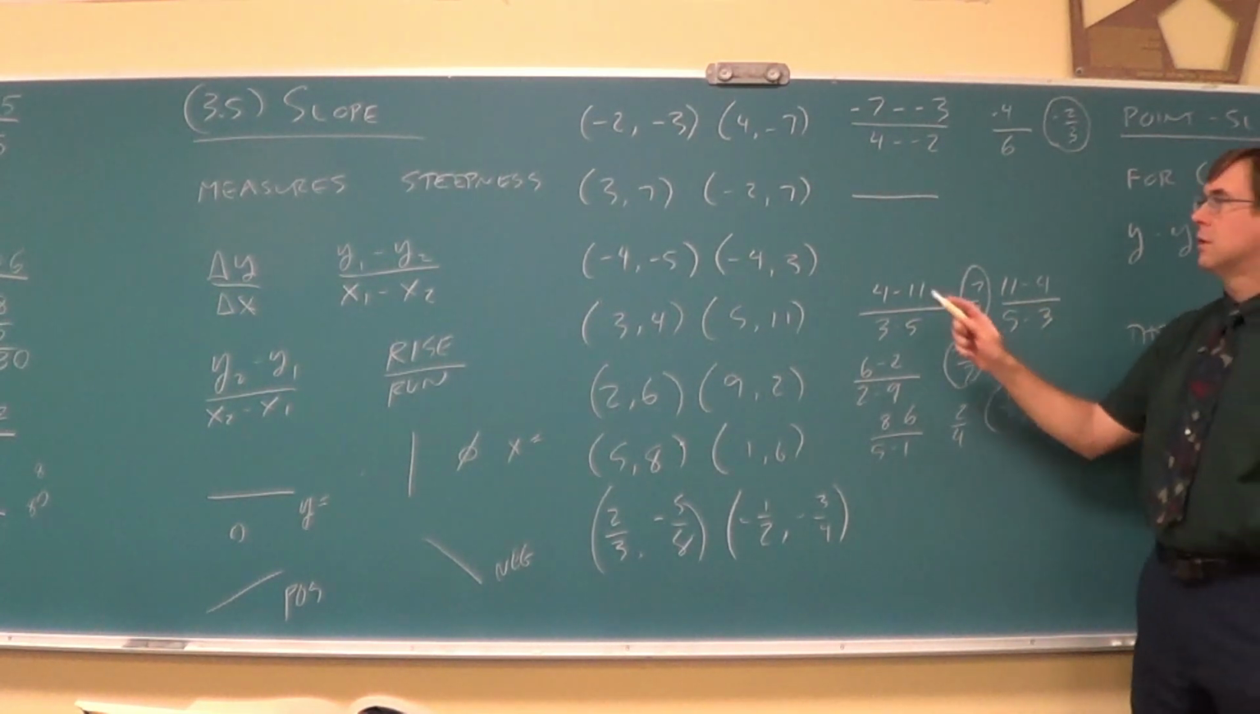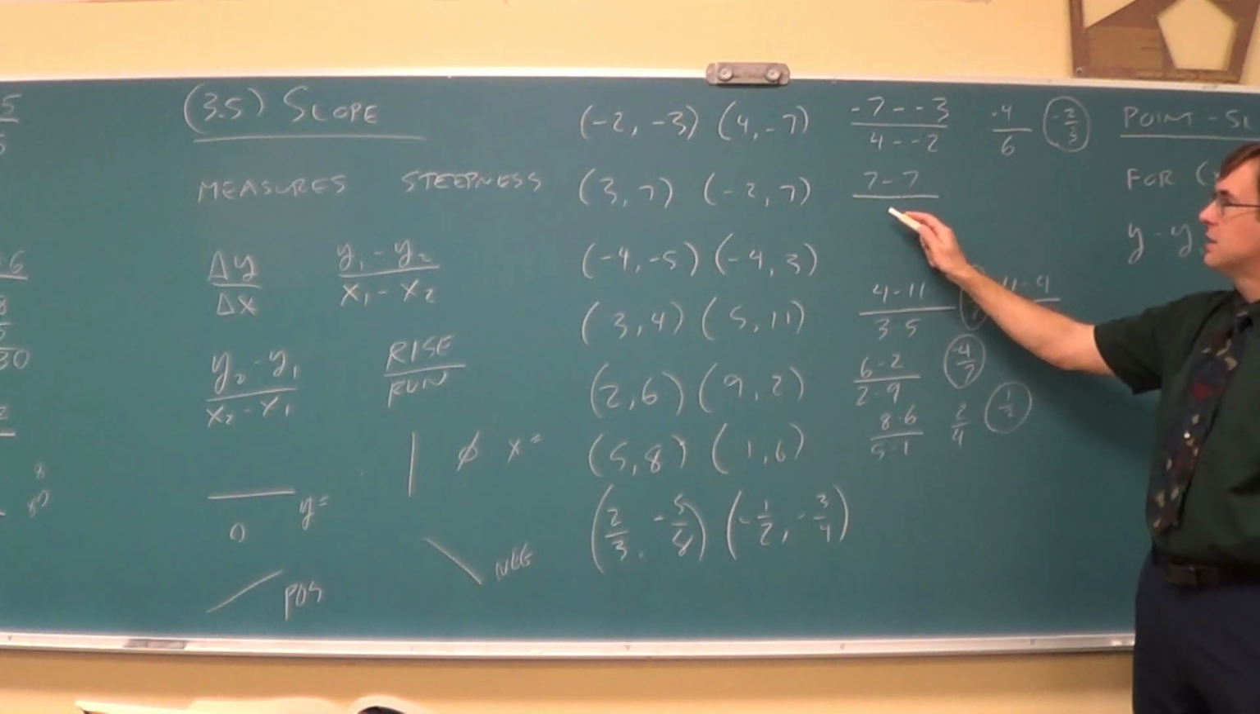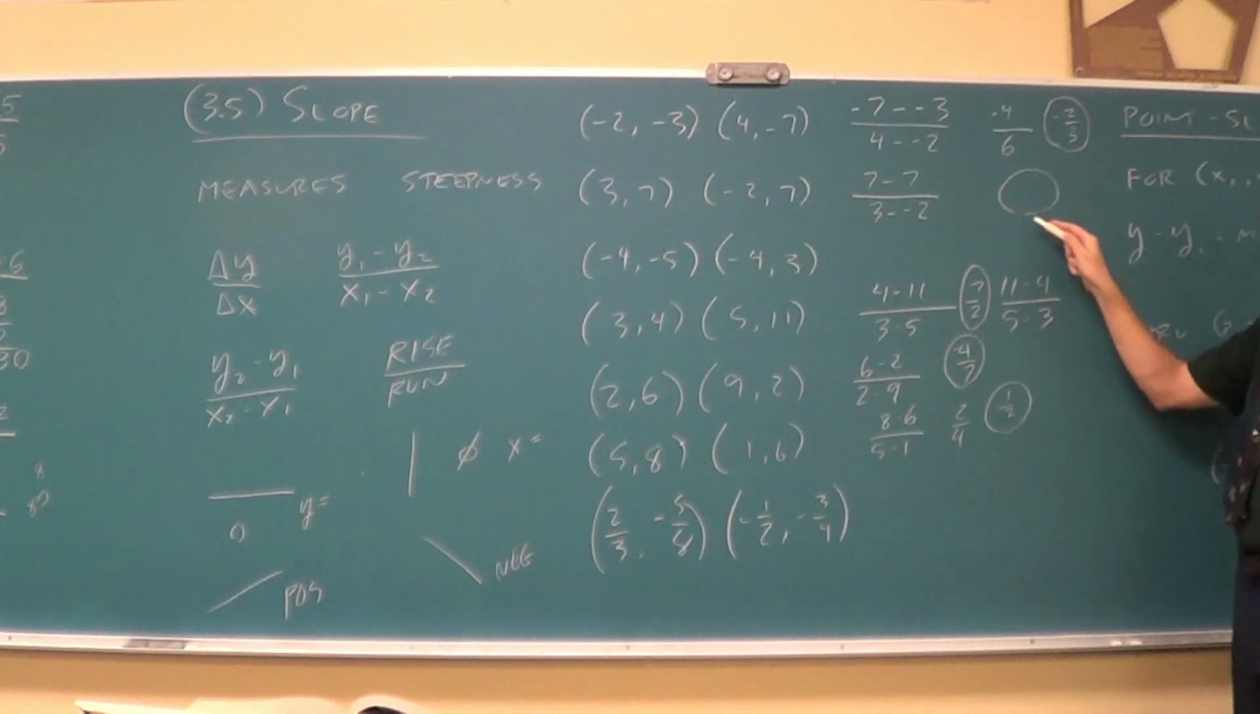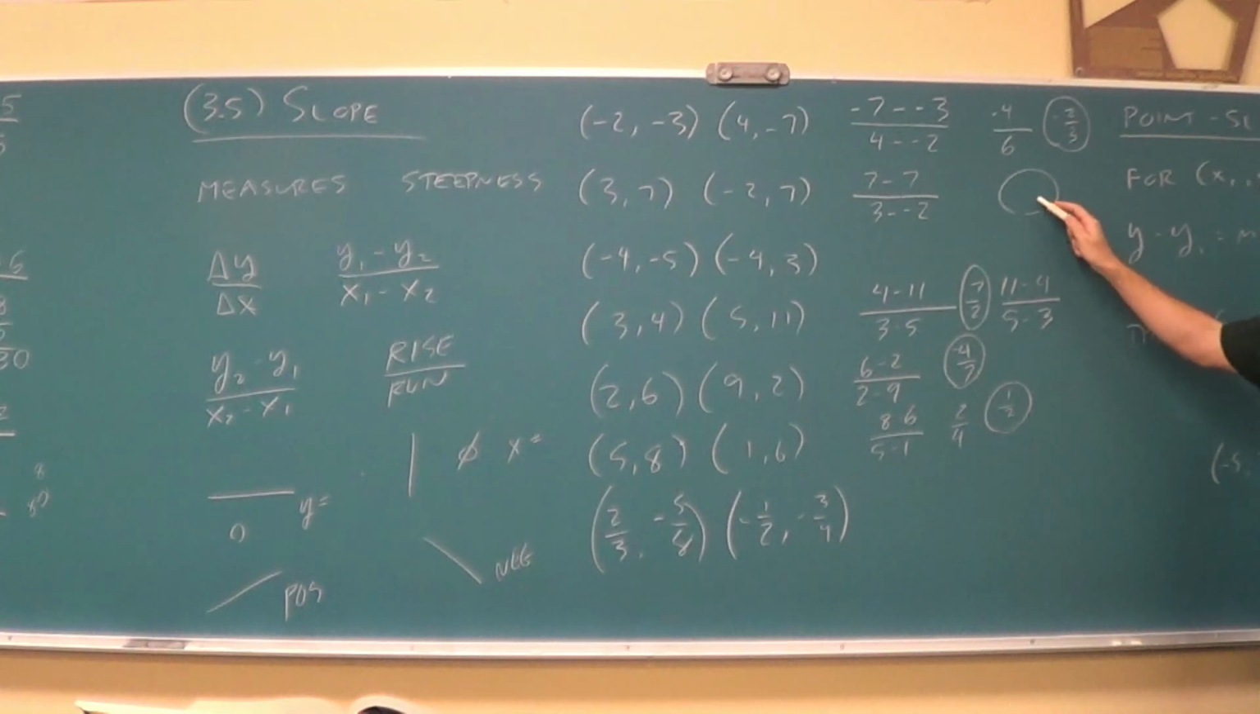This one, top, 7 minus 7, bottom, 3 minus negative 2. Best answer, 0. If you get 0 on the top, you're going to get 0.